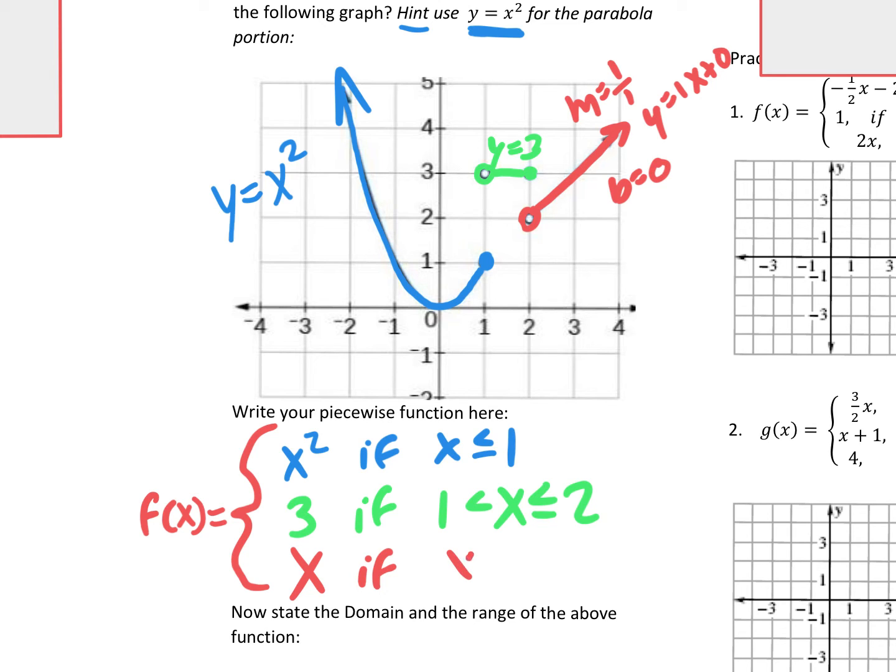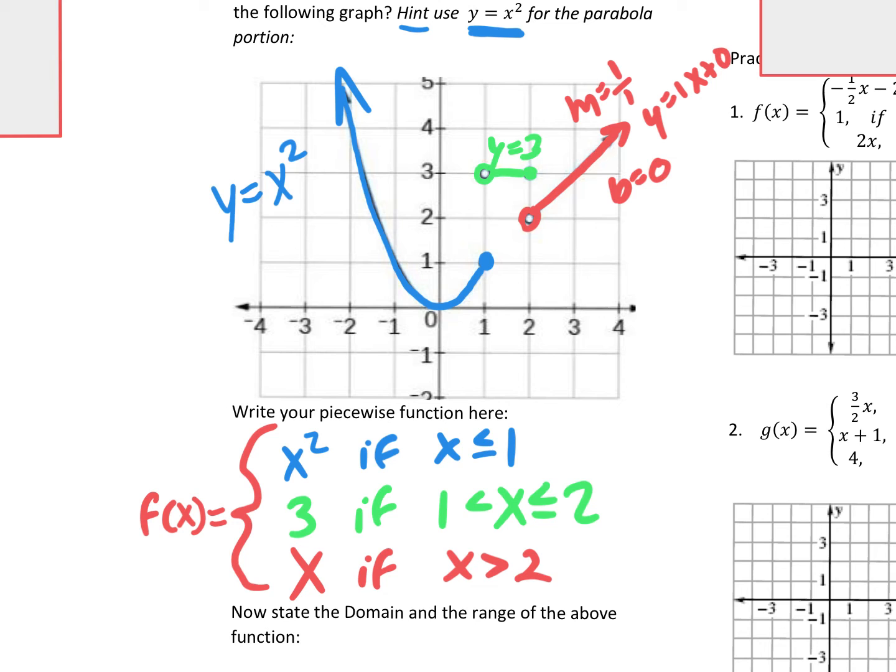If x is greater than or equal to 2. And we're done. Now, if you understand that, you're doing great, okay? If you're like, oh wait a minute, I kind of understand it, that's still great. You know what? We're going to spend the whole week on this section, all right?